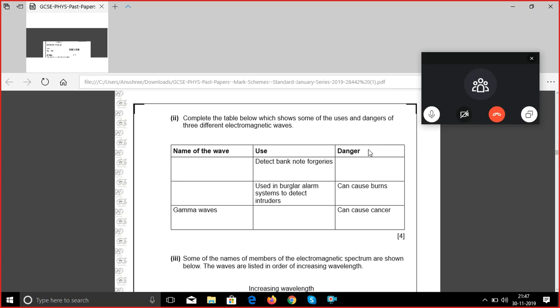And gamma waves. They can cause cancer, and it's used for sterilization. Yes. Sterilization, or medical imaging, or in cancer treatment. These are the uses of gamma radiation.